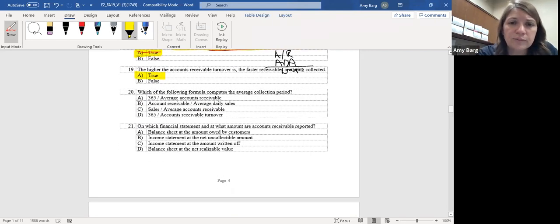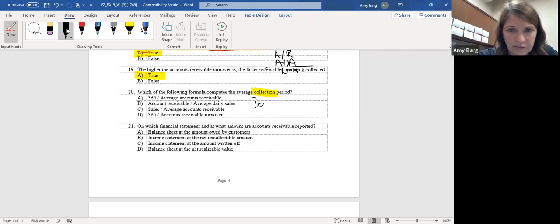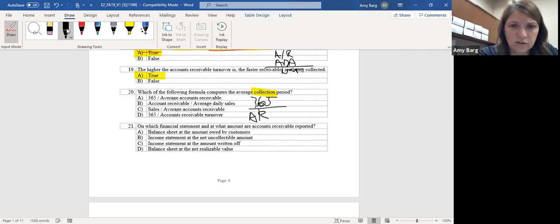Which of the following formulas computes the average collection period? So average collection period, so we're still thinking about our accounts receivable. The average collection period is the same as the days in accounts receivable. So this is 365 divided by the accounts receivable turnover. So the answer to this one is letter D.